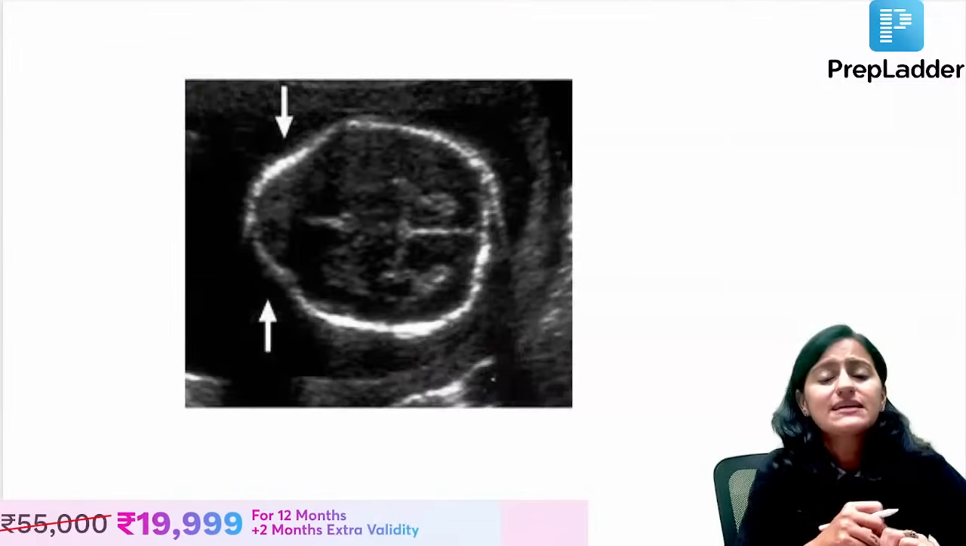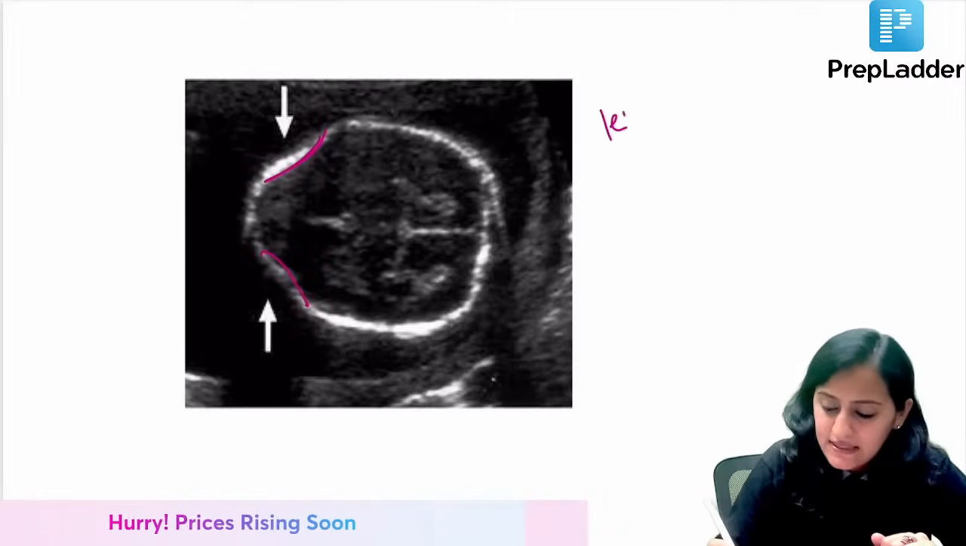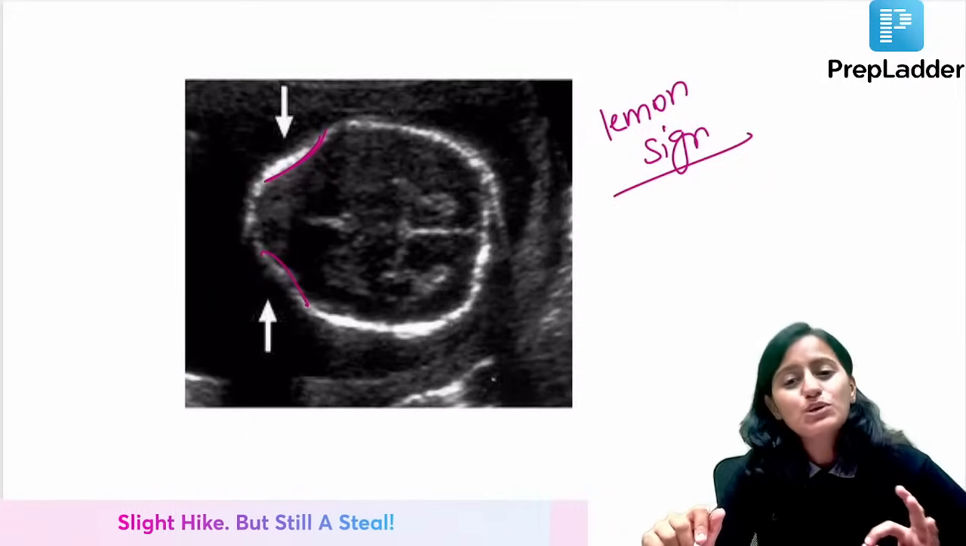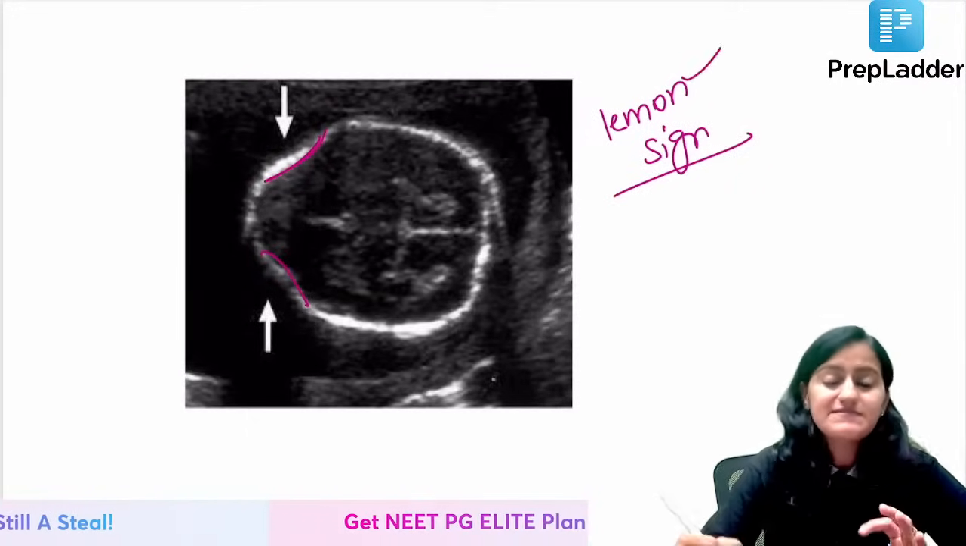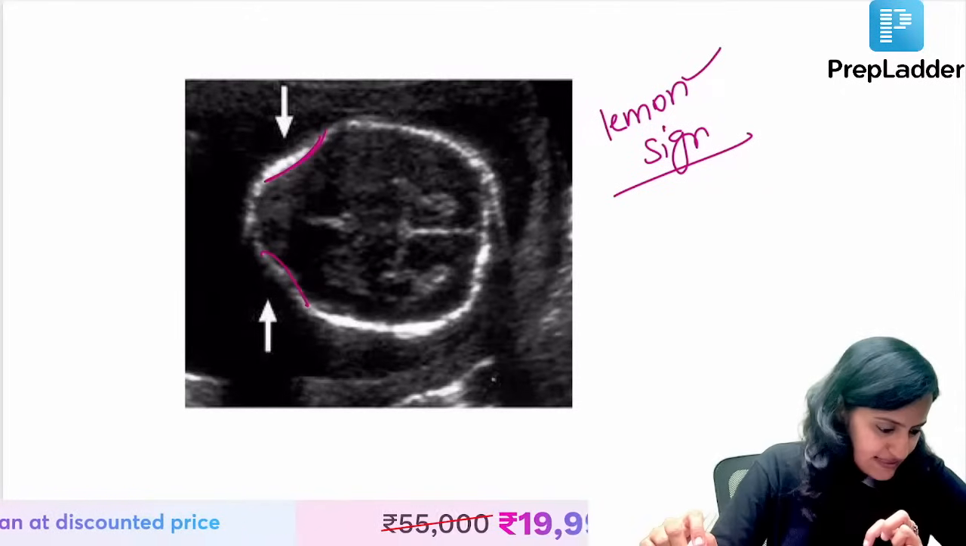What is the other sign in spina bifida? The concave frontal bones, that is called the lemon sign. So remember, neural tube defect, spina bifida, it gives the lemon sign and the banana sign. Okay, lemon sign and banana sign. Correct.